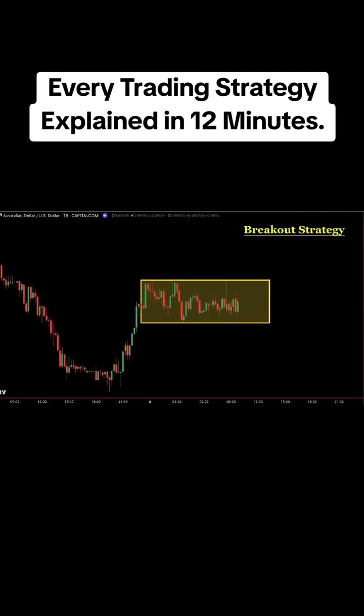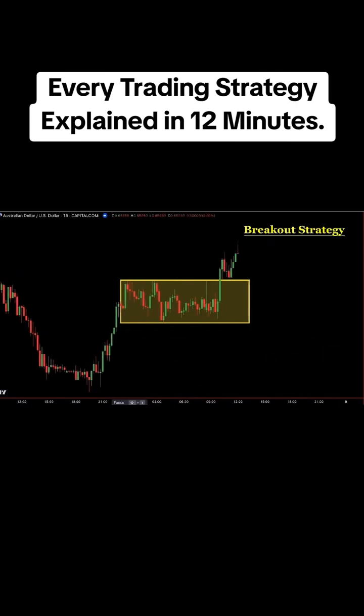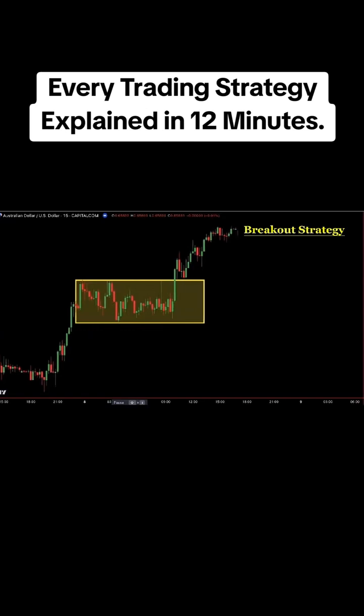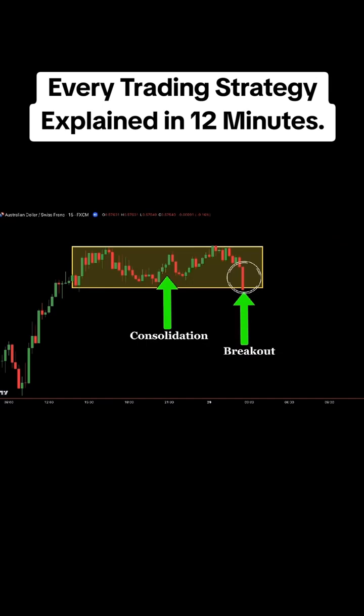Breakout strategy. A breakout occurs when the price makes a sudden, significant move in one direction, often following a period of consolidation. These breakouts can signal the start of a strong trend. For example, in a bearish breakout, the market consolidates within a range before sharply breaking to the downside, as shown by a large red candle.